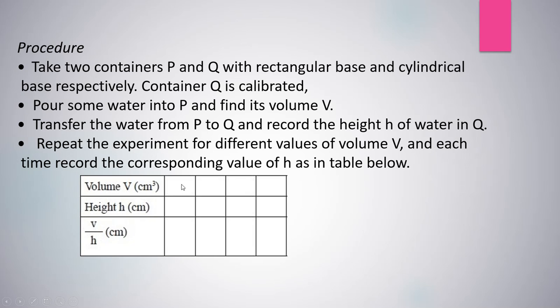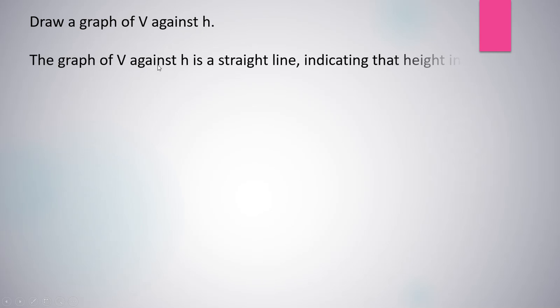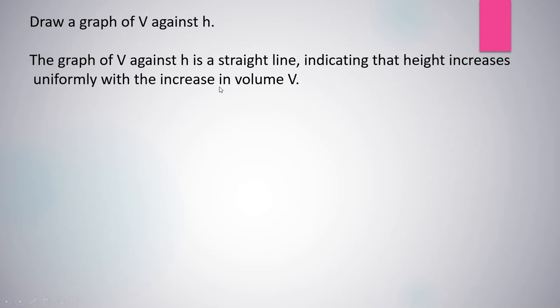When you divide the volume by height, you are finding the area, because V is equal to area times height. So when you divide the volume by height, you are getting what? The area. So you draw a graph of V against H. The graph is a straight line, indicating that the height increases uniformly with the increase in what?